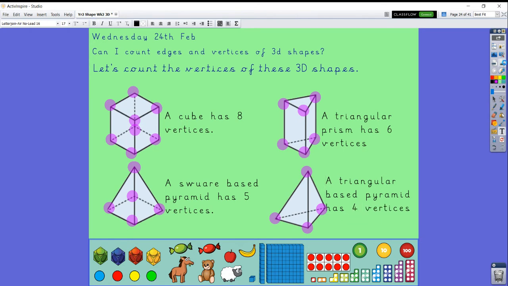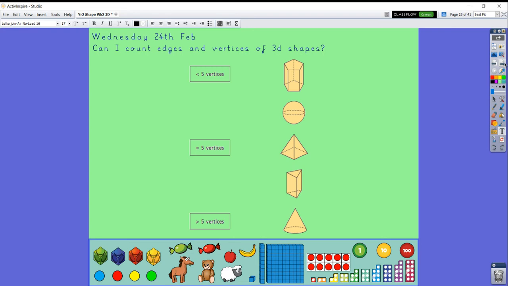Brilliant. So let's have a look at what we've got. So having a think about this, we've got some statements here. So less than 5 vertices, the same as 5 vertices, or greater than 5 vertices. Have a look at these shapes and see which ones we would move to which group.